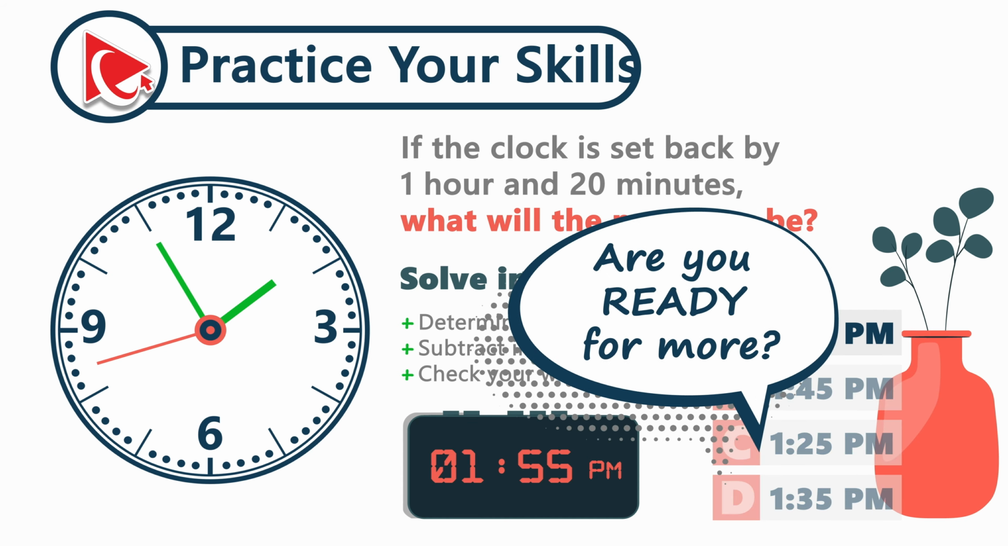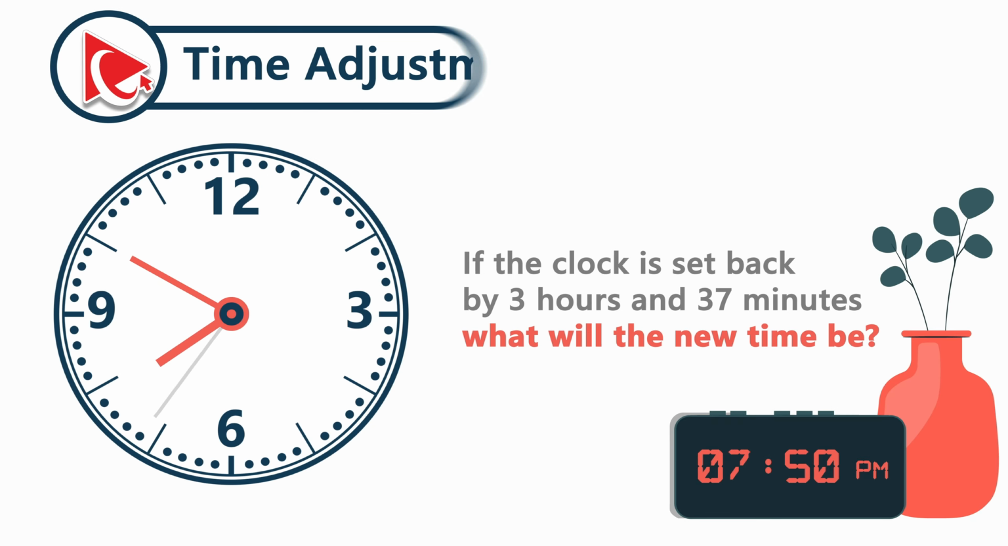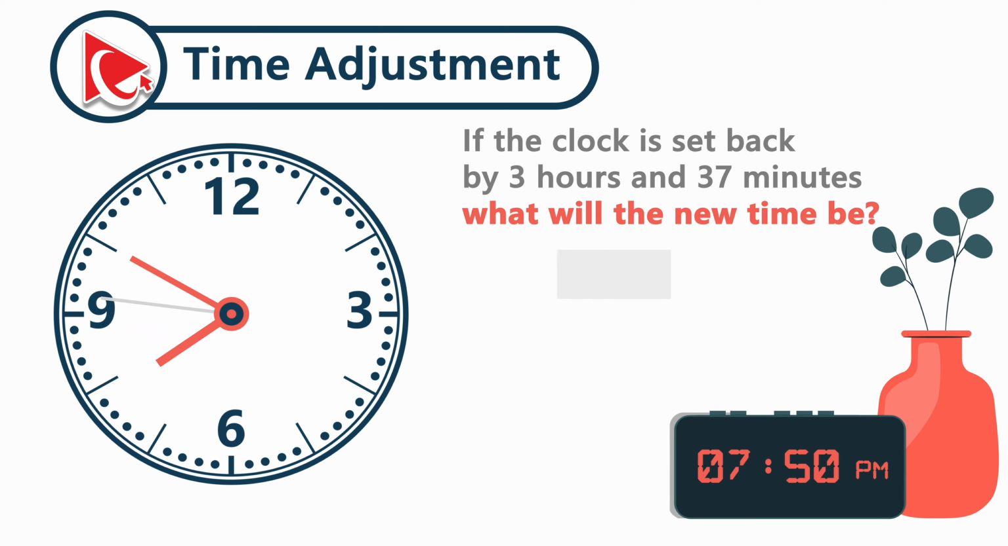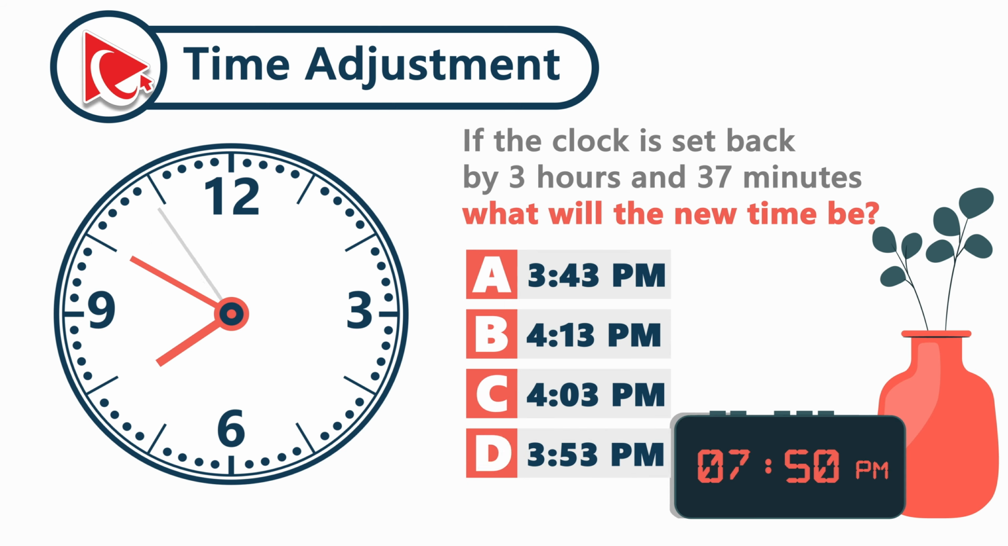Are you ready to practice your skills? Try this question to see how you would do. You're presented with a clock, which shows the time as 7:50 p.m. If the clock is set back by 3 hours and 37 minutes, what would be the new time? Your choices for the answers are choice A, 3:43 p.m., choice B, 4:13 p.m., choice C, 4:03 p.m., or choice D, 3:53 p.m. Once you're certain with your answer, post it in comments and I'll give you my feedback. Good luck with this intriguing challenge.